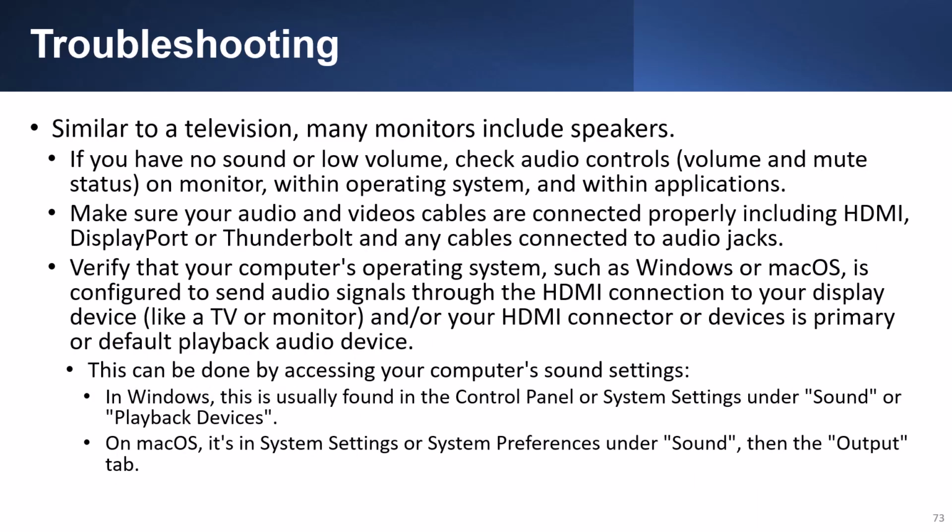Similar to a television, many monitors include speakers. If you have no sound or low volume, check audio controls such as volume and mute status on the monitor, within the operating system, and within applications. Make sure your audio and video cables are connected properly, including HDMI, DisplayPort, or Thunderbolt, and any cables connected to audio jacks. Verify that your computer's operating system, such as Windows or Mac OS, is configured to send audio signals through the HDMI connection to your display device, like a TV or monitor, and/or your HDMI connected device as the primary or default playback audio device.